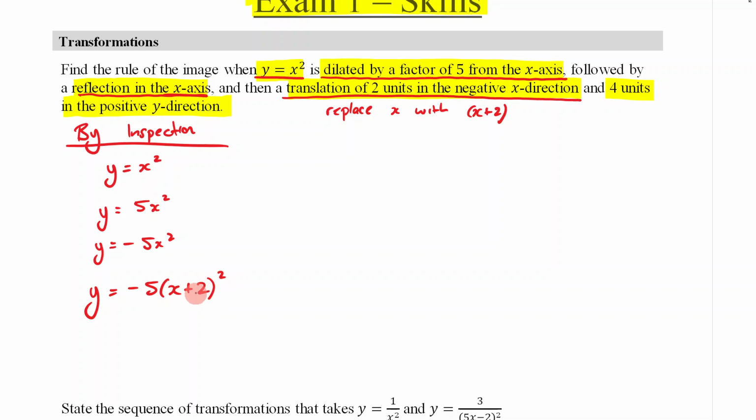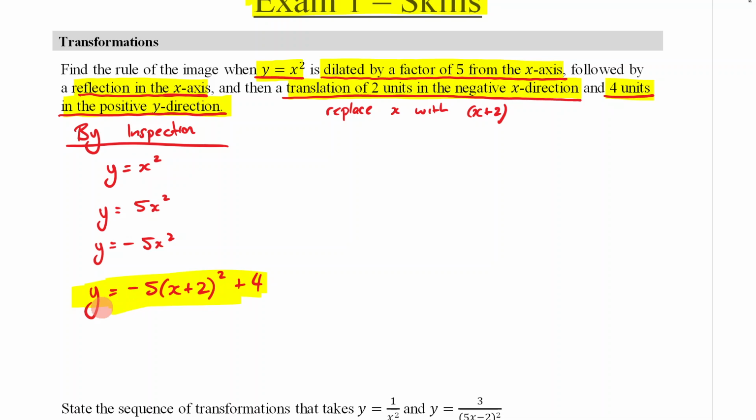Now take note, this means I'm moving it to the left. This is the basic quadratics here. We should all know that you have to swap the sign when you're thinking about moving it left to right. And then lastly, 4 units in the positive direction of the y-axis. That just means you're plussing it by 4. You could answer this question in mere seconds if you know how to do it by inspection productively.